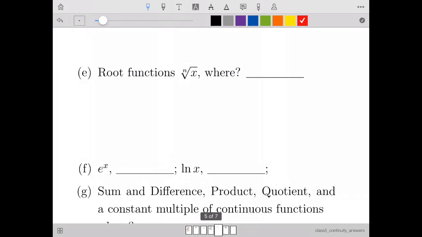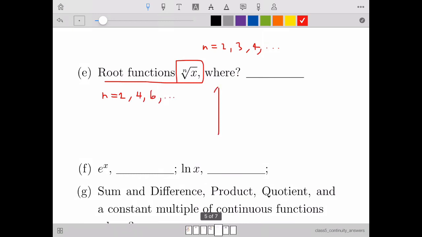Root functions, nth root of x, where n equals 2, 3, 4, etc. So where is it continuous? For example, if n is an even number, 2, 4, 6, then the graph of nth root of x looks like this. Nth root of 0 is 0, and it looks like that. Right? So where is it continuous?